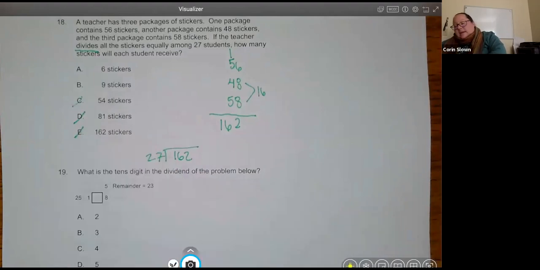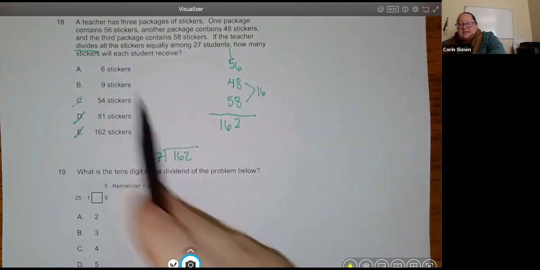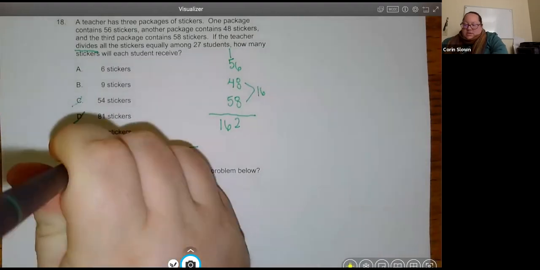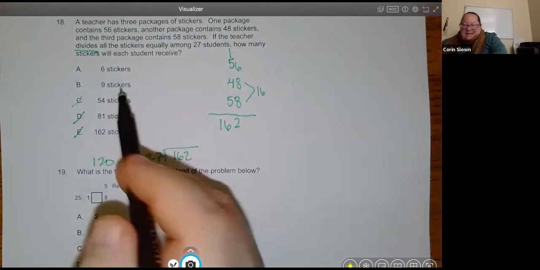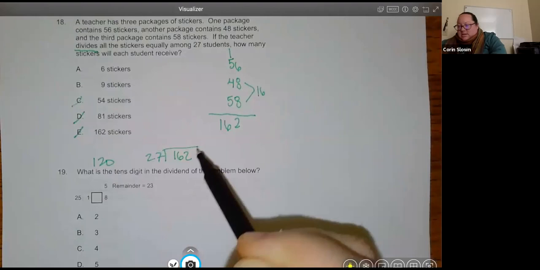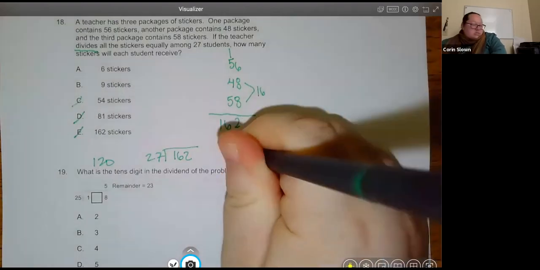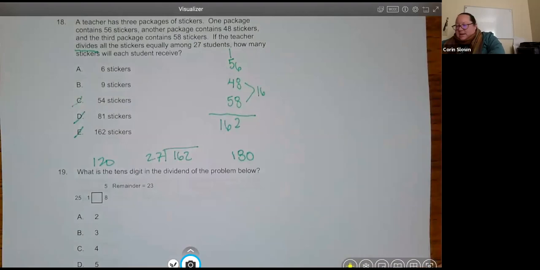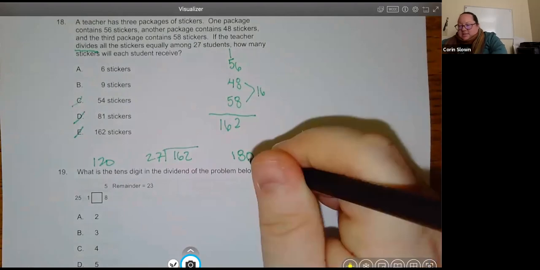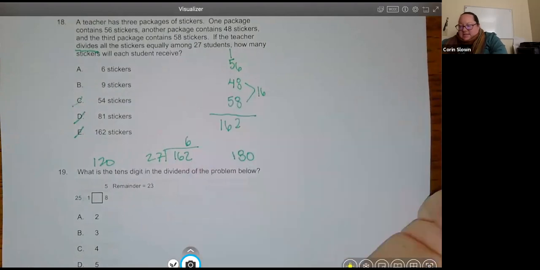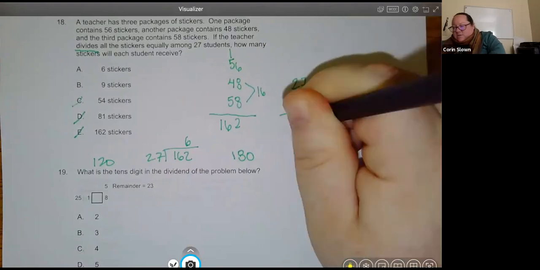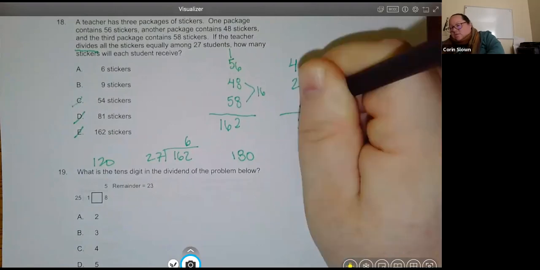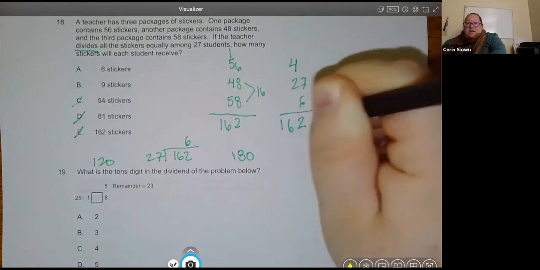Well, if I think about it, 6 times 20 would be 120. And then 9 times 20, 180. So if I'm thinking about this in terms of options, 180 is too much. So that means it has to be 6. And if I wanted to, I could check my math. 27 times 6, right? So that's 42, carry the 4. 2 times 6 is 12, plus 4 is 162. So I've checked my math.